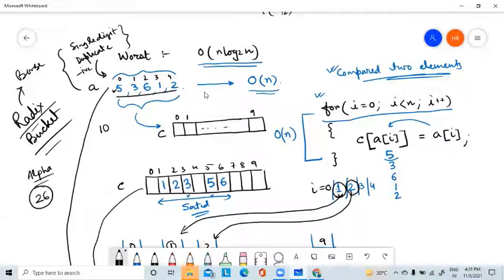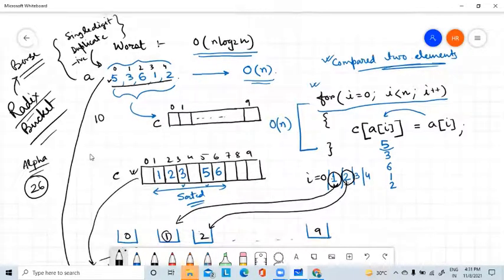So based on the base of the elements which we are going to sort, I have to consider the auxiliary array size. If the base is 10, then I will consider a 10-element auxiliary array. If the base is 26, I take 26 elements; if it is an octal number, I have to take a base of 8 elements. So it depends on the base. That's why it is called radix sort or bucket sort.